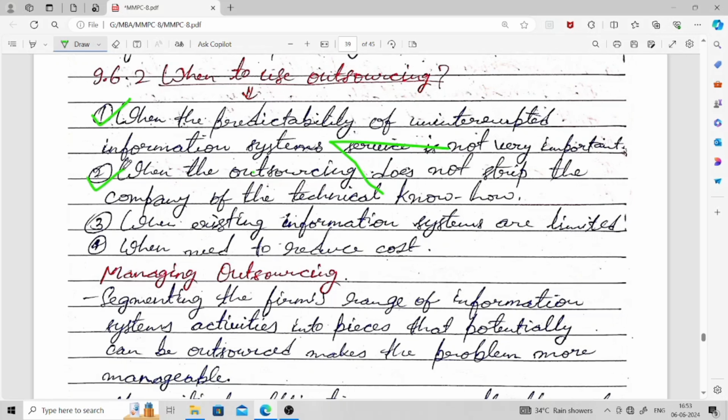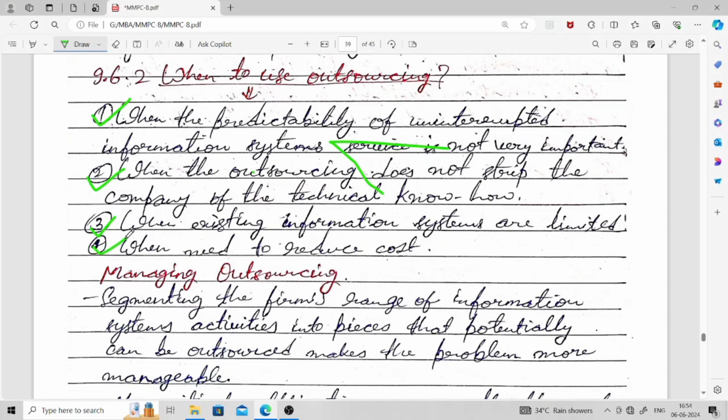Second, when the outsourcing does not strip the company of its technical know-how. If the technical know-how of the organization is not stripped, then we can outsource. Third, when existing information systems are limited. If the existing information system of the organization is limited, then we can outsource. Fourth, when we need to reduce cost. Whenever the organization wants to reduce cost, we can use outsourcing.